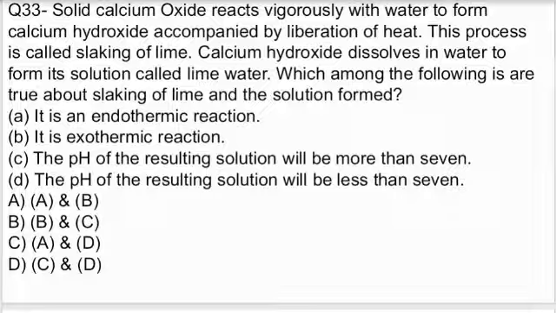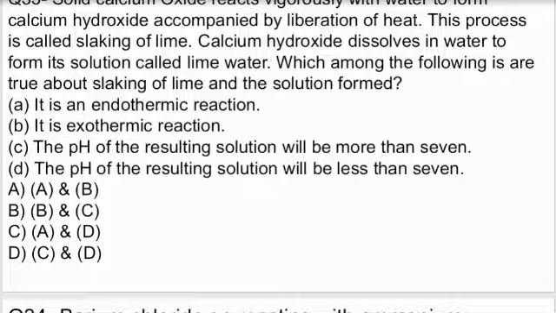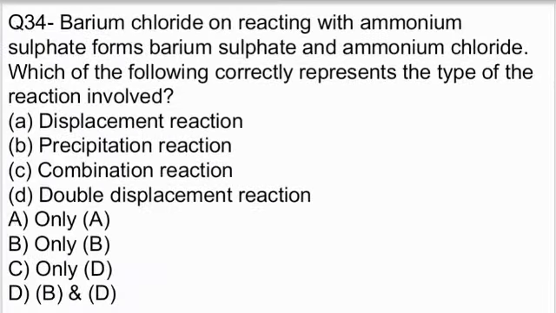And the last statement, the pH of the resulting solution will be less than 7. The options are A and B, B and C, C and A, and D is C and D. The correct option is B and C. Let's go for the next question.